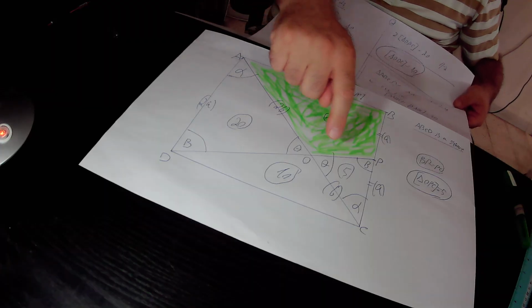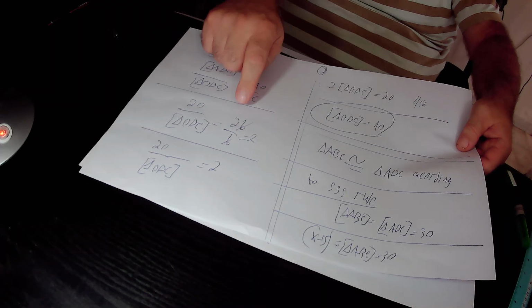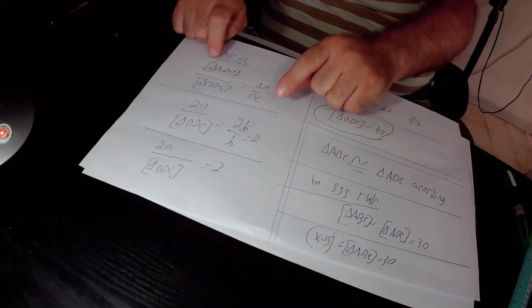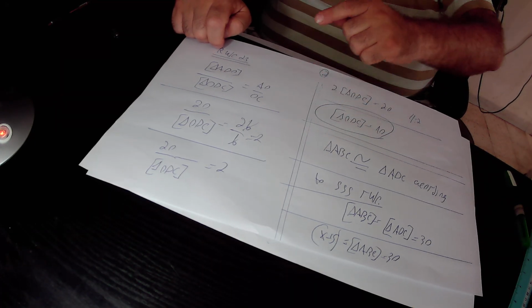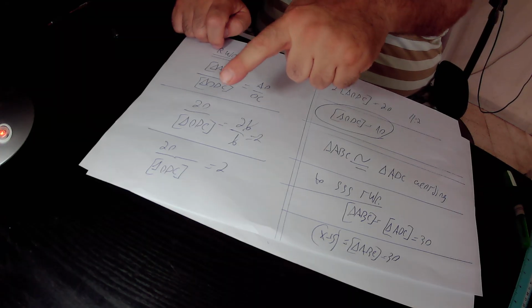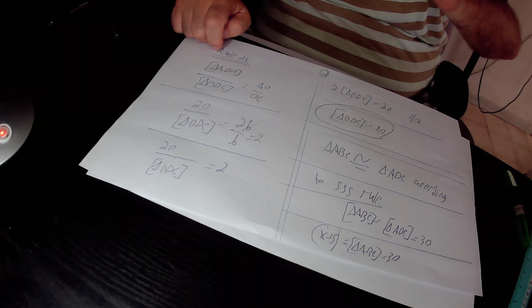AO is 2B and OC is B. We have B in the numerator and B in the denominator, so B will get cancelled, and we are left only with 2. So in total, we found out that 20 over the area of triangle ODC equals 2.